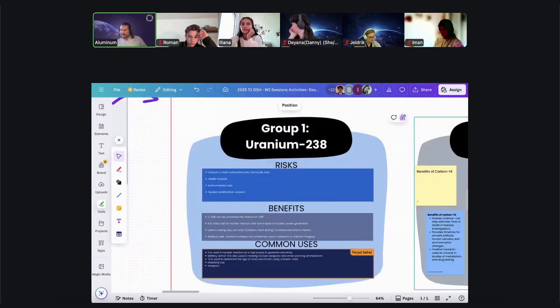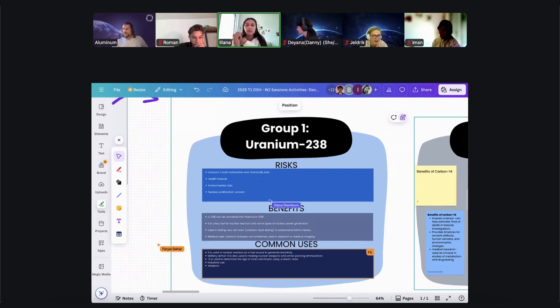Uranium. What are the common uses of uranium? So some common uses of uranium, they are used in weapons, military armor, because it's a very, very strong metal. And they're also used to determine the age of rocks and fossils using uranium.